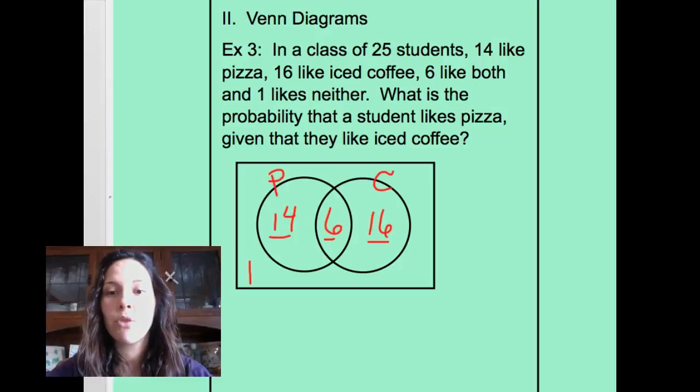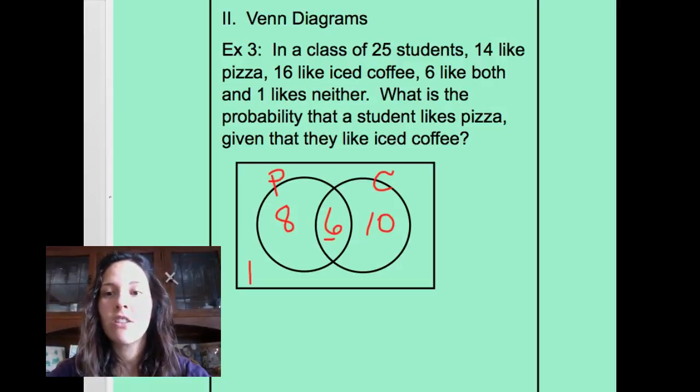So we have to subtract them out of both the pizza and the coffee in order to get the correct amount. So there are actually 8 people that like just pizza and 10 people that like just coffee. Now when we add up those numbers, 10 plus 6 plus 8 plus 1, we get the total of 25 students, and it makes a little bit more sense. Now we can answer our question.